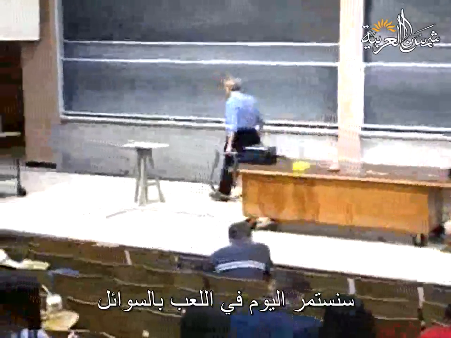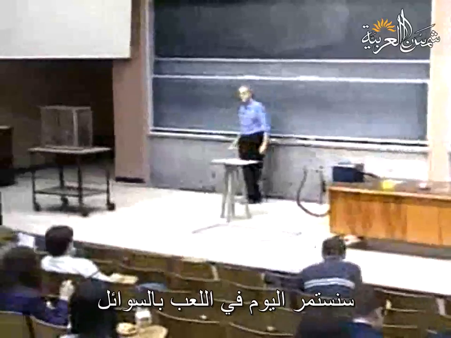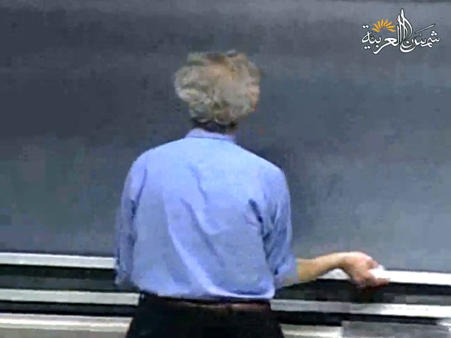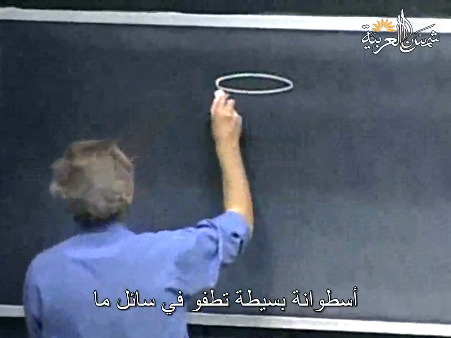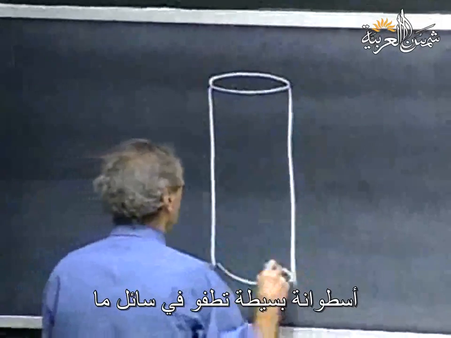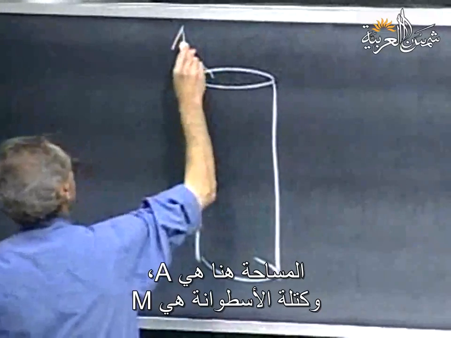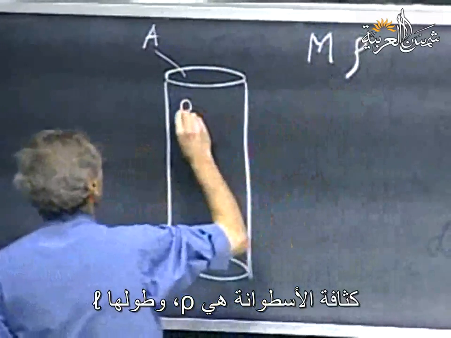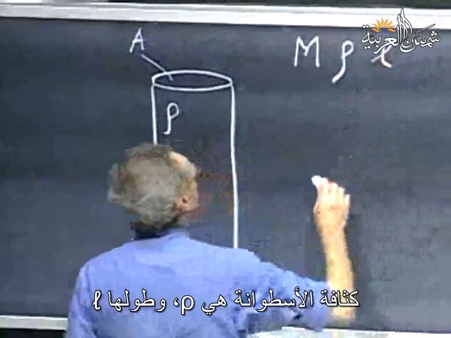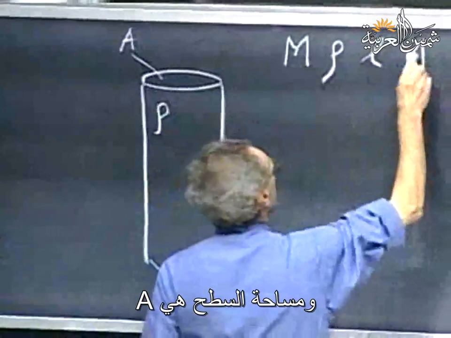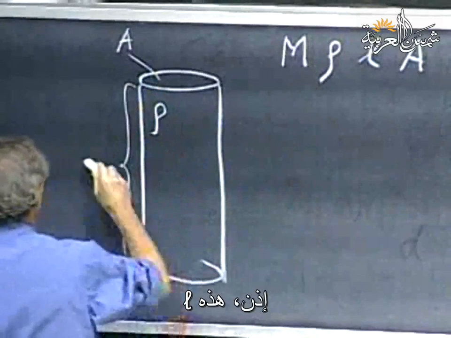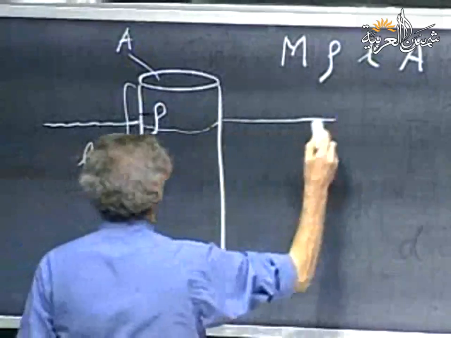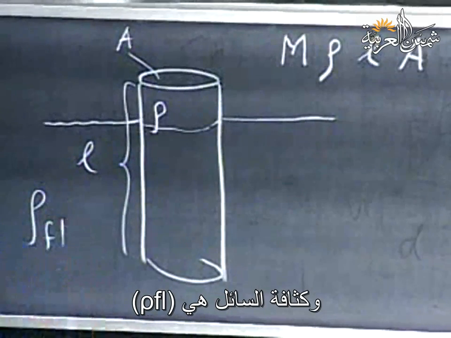Today we're going to continue with playing with liquids. If I have an object that floats, a simple cylinder that floats in some liquid, the area is A, the mass of the cylinder is m, the density of the cylinder is ρ, and its length is L, and the surface area is A. So this is L. And let the liquid line be here, and the fluid has a density ρ fluid.